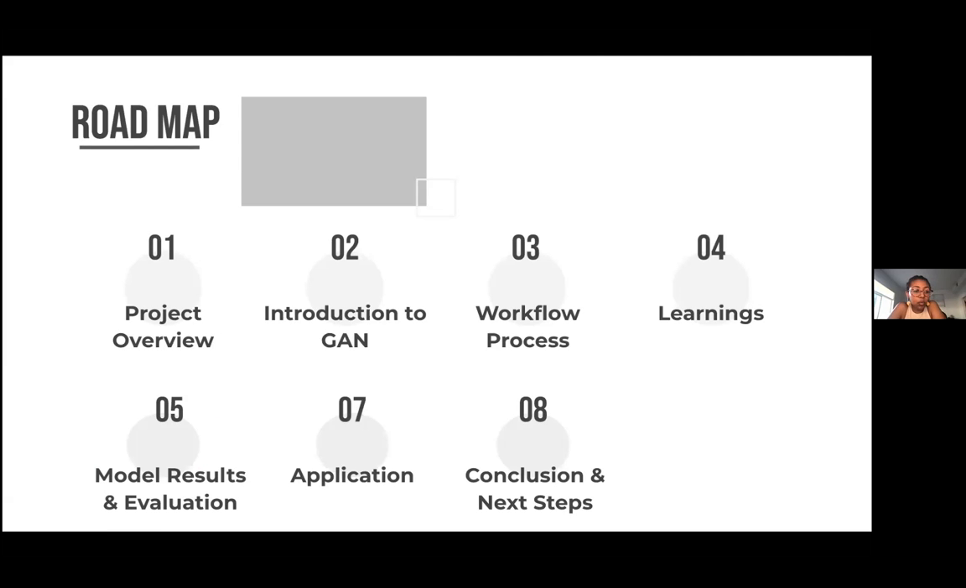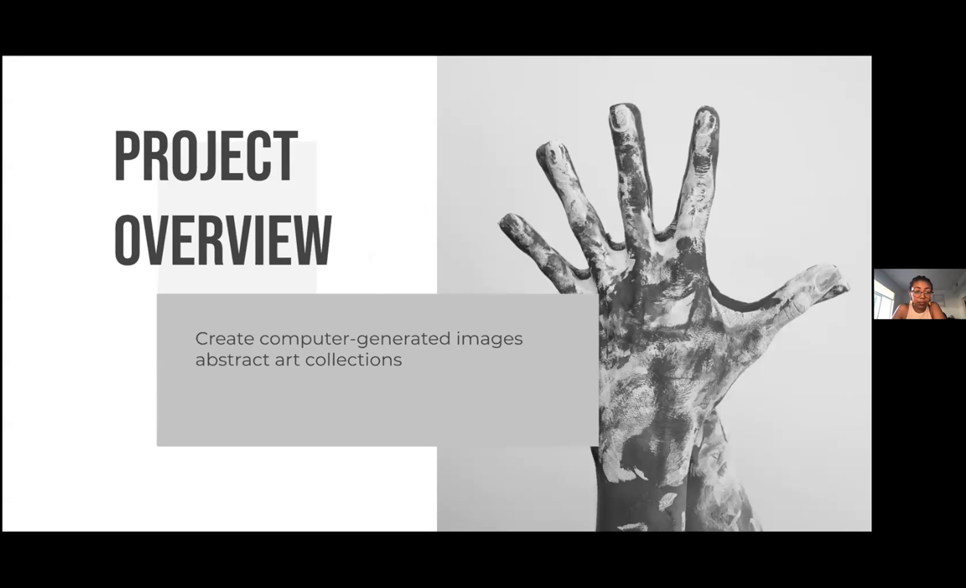In this presentation, we'll have a high-level overview of the project. We'll have an introduction to Generative Adversarial Network, commonly referred to as GAN, the workflow process that I used, some of the learning, what type of model I used, how I evaluated it, some of the real-world application, and we'll end with next steps. High level, we will use a Generative Adversarial Network, GAN, and its amazing ability to create unique digital images or data that has never existed before to generate abstract art collection.